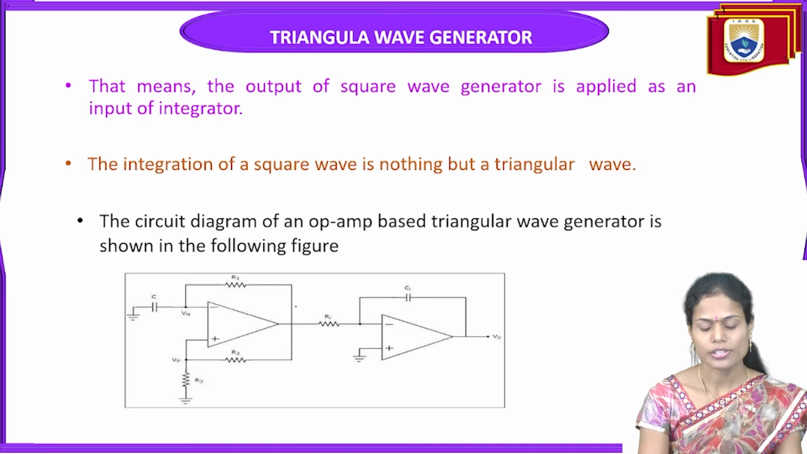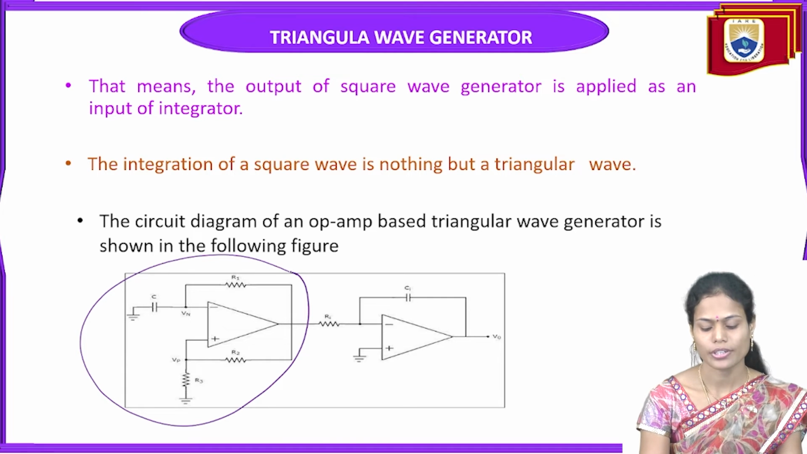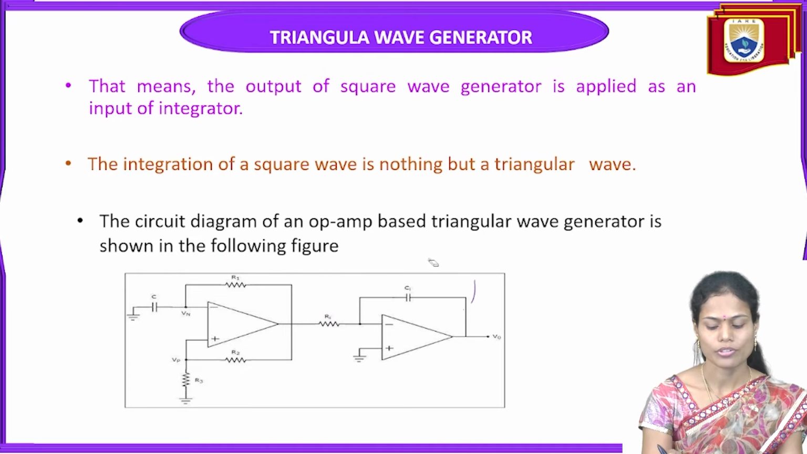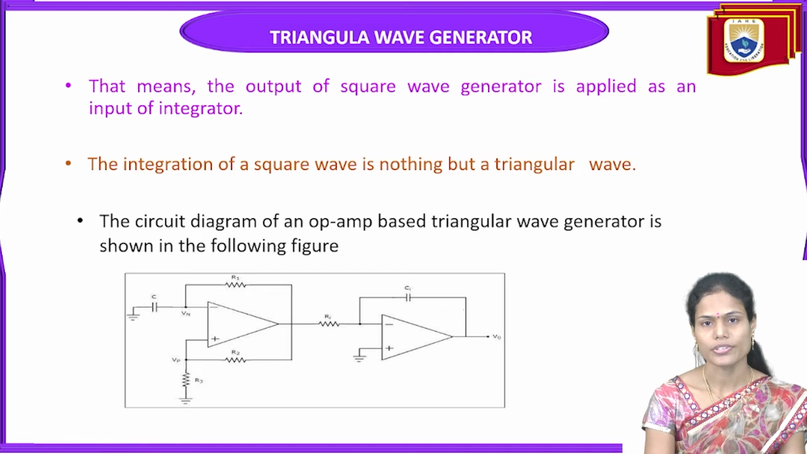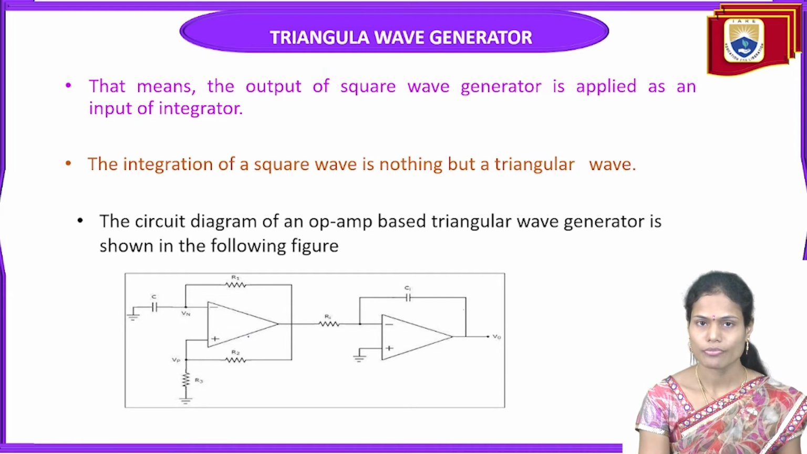This is the internal circuit diagram. This part we can call the square wave generator, and this part we can call the integrator circuit. Now we will see the operation of this triangular wave generator. In order to see the operation, first of all we have to know the construction of the square wave generator as well as the integrator circuit.